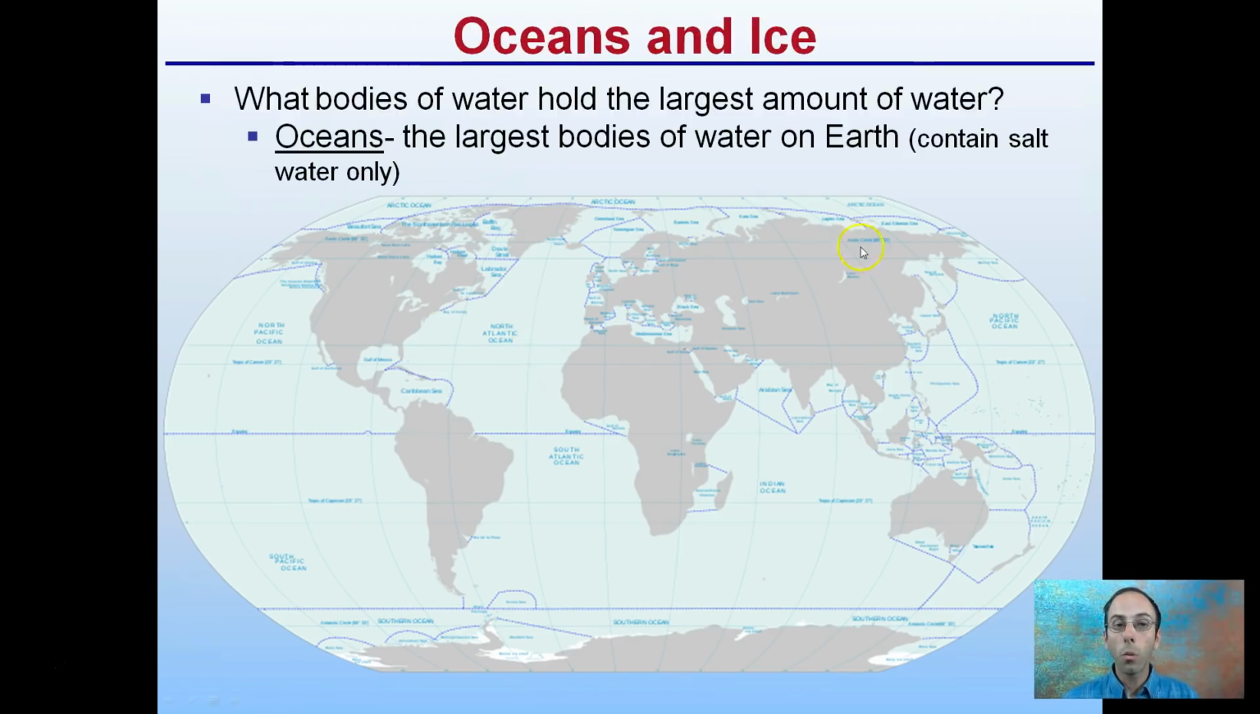The oceans and ice: what bodies of water hold the largest amount of water? Well, it's the oceans. They are our largest bodies of water on Earth. However, they contain salt water only. You see all the major oceans here, the Arctic at the top, Atlantic, Pacific, and we have our Indian Ocean here. They're very large, but this is all salt water, not really usable in most forms by a lot of our terrestrial-based life forms.